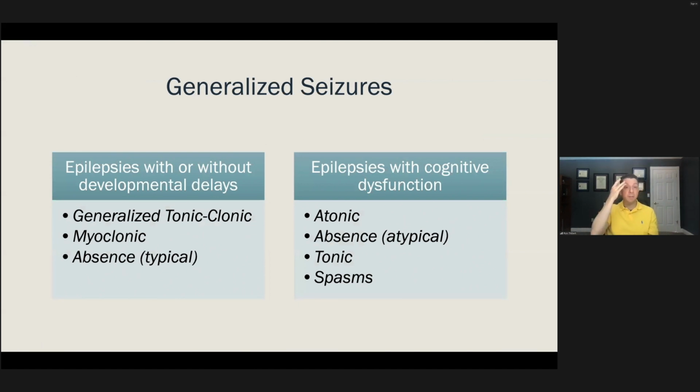And then within generalized, there are several different categories. The ones that we see in kids who are either typically developing or have delays are generalized tonic-clonic, which is what we all think about.